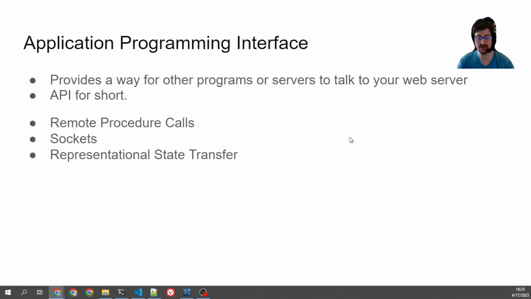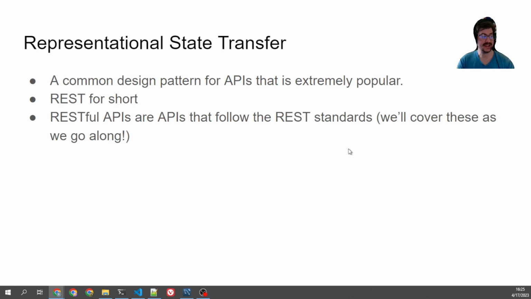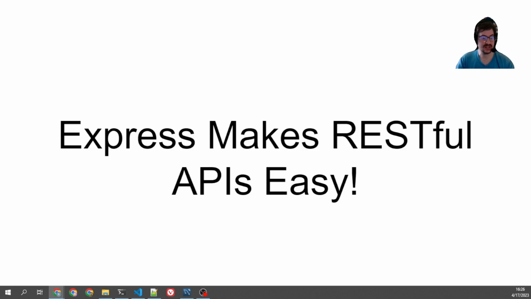There are a lot of different ways to create APIs that open your server to communication from the outside world. The one that we'll be using is called Representational State Transfer. Try saying that 3 times fast. Or REST for short. A RESTful API is what we call an API that follows the REST standard of communication. This is a standard that is known across the world and it's very popular. Express makes RESTful APIs really easy, which is one of the main reasons why it's so widely used. Let's get started.